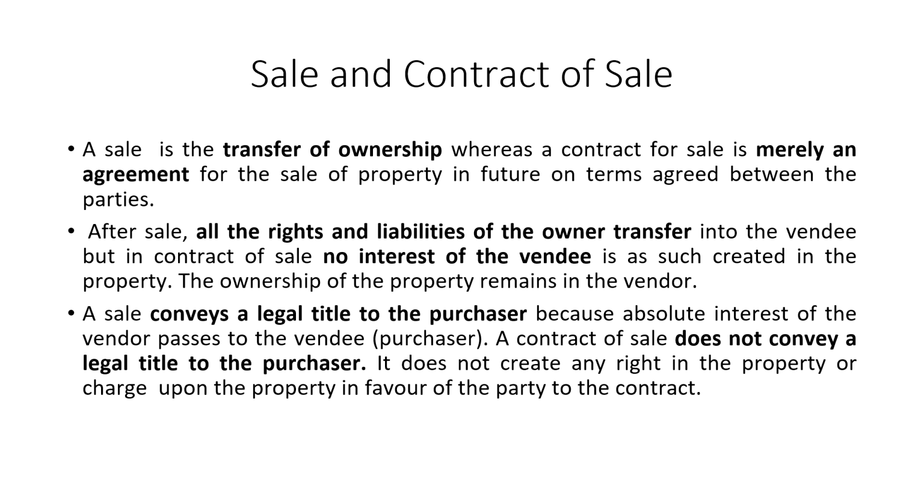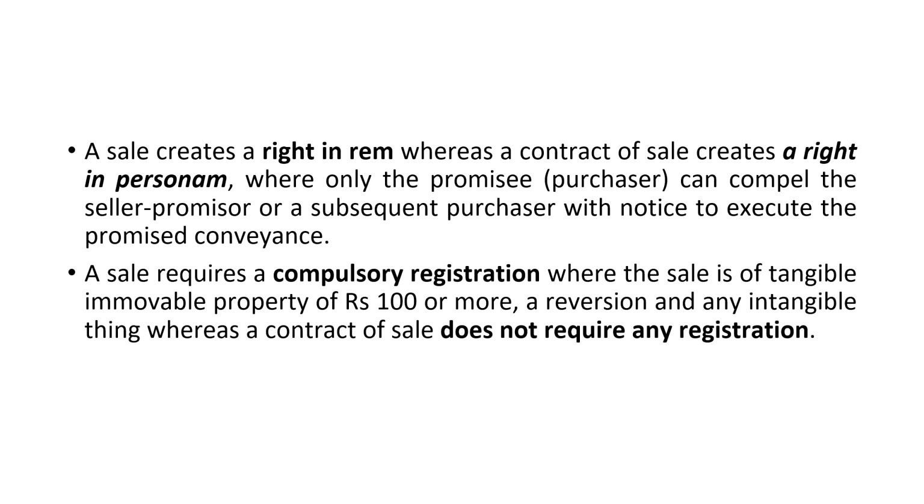So, what is the difference between sale and contract of sale? Sale is the transfer of ownership, whereas contract for sale is merely an agreement. In case of sale, all rights and liabilities are divested, that is, they go from the seller to the purchaser. In case of contract of sale, there is no divesting of any kind of interest. Then, in case of sale, a legal title is conveyed to the purchaser. In case of contract for sale, there is no change in the legal title. Then, in case of sale, it creates a right in rem. In case of contract of sale, it creates rights in personam.